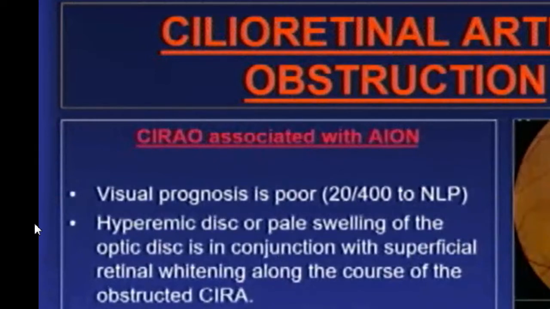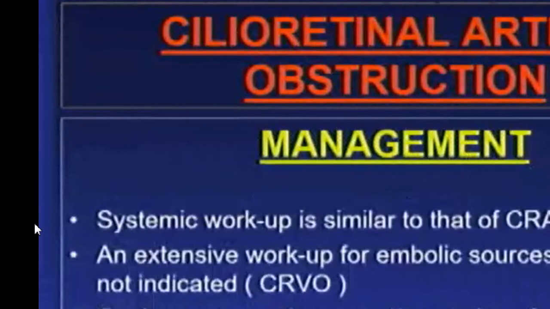If cilioretinal artery occlusion is associated with ischemic optic neuropathy, usually the prognosis is poor, and it may be associated with a pale disc or hyperemic disc. An acute pale swelling of the optic disc is suggestive of giant cell arteritis in these cases, and these comprise approximately 15% of all cases of cilioretinal artery occlusions.